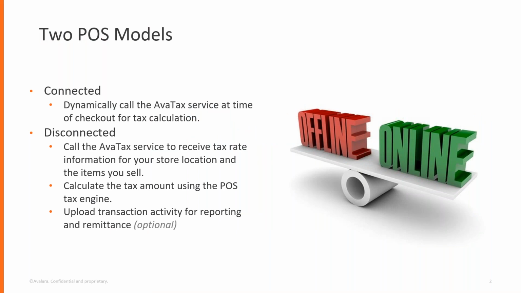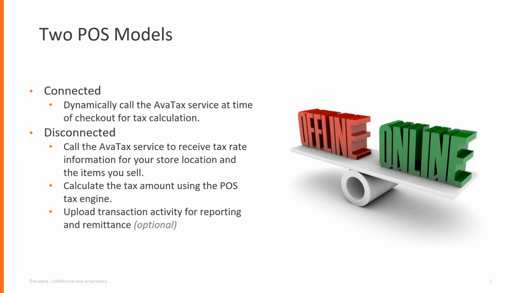With point-of-sale integrations, we really have two models that we can support. There's, of course, the connected model. That's where you dynamically call the AvaTax service anytime you need a tax calculation. Very simple. When someone comes up to the register, you scan in their items and call the service to get that tax subtotal. They agree with it, everything's great, you process the transaction, and we want to record that transaction. So that follows the typical AvaTax model for either point of sale or even an e-commerce checkout.